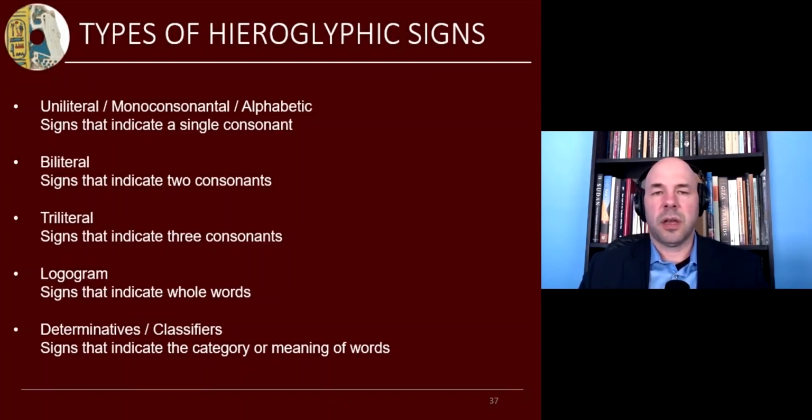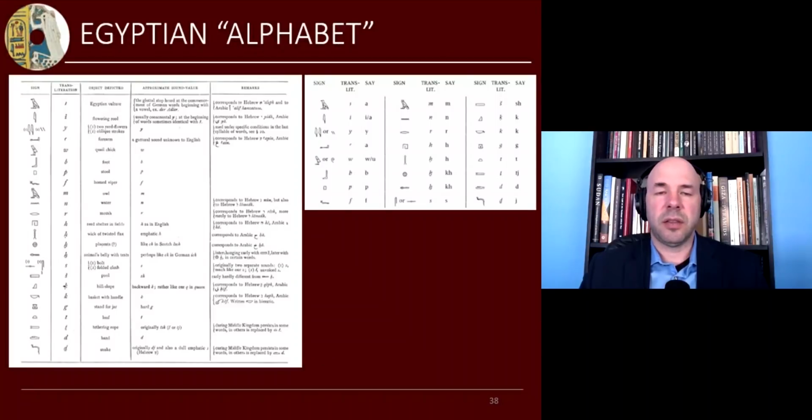Now, when we're talking about the phonograms, so the signs that stand for sounds, you can break those up into other groups. For example, signs that stand for a single consonant only. Sometimes you'll see this referred to as the Egyptian alphabet. This is a group of signs that stand for just a single consonant, but then there are signs that stand for multiple consonants, so signs that stand for 2 consonants, biliteral, triliteral, etc. Or we have these signs that just stand for the whole word, the logograms, and as we said, the determinatives. So this is from Gardiner's Grammar on the left. You can see the list of the quote-unquote alphabetic signs.